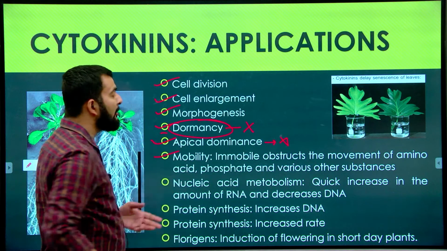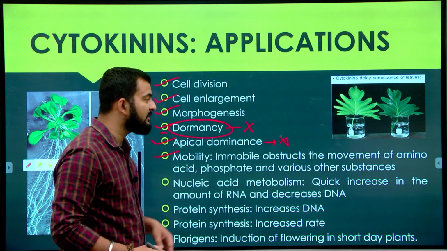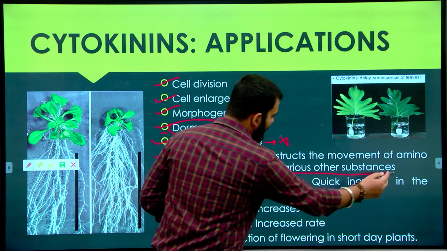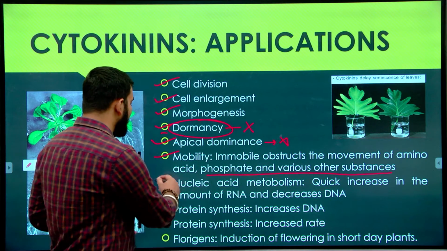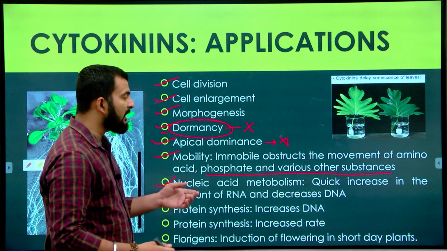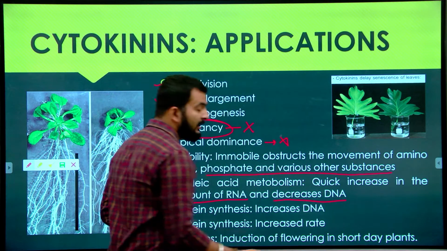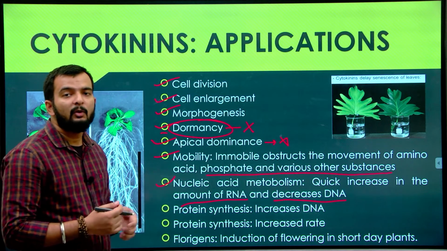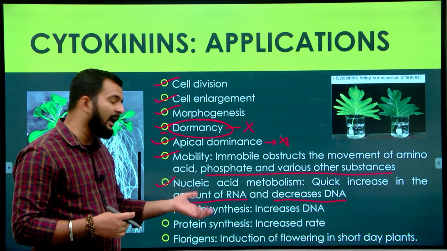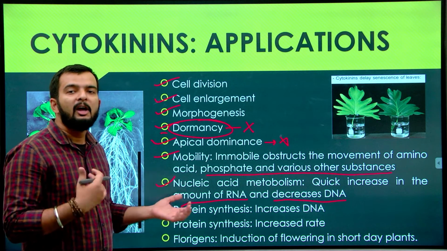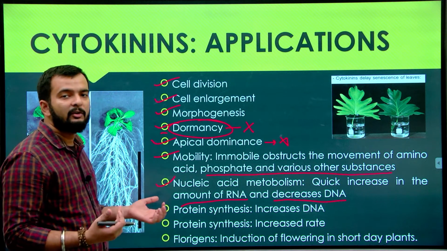Then mobility: it is immobile, it obstructs the movement of amino acids, phosphates and various other substances. Then nucleic acid metabolism: a quick increase in the amount of RNA and a decrease in the DNA. So, your RNA will be enhanced. If RNA is enhanced, more parts of the plant will be formed, that is, it will promote growth or branching of the plant.